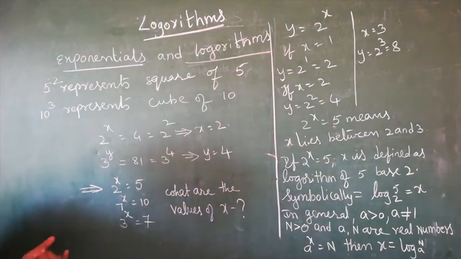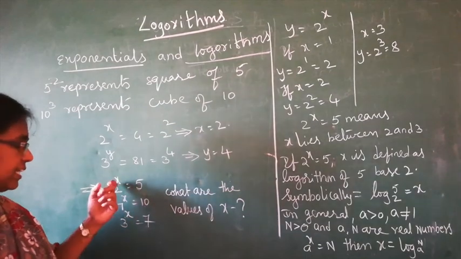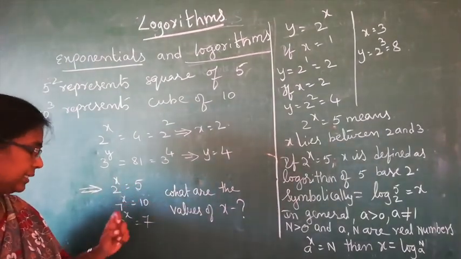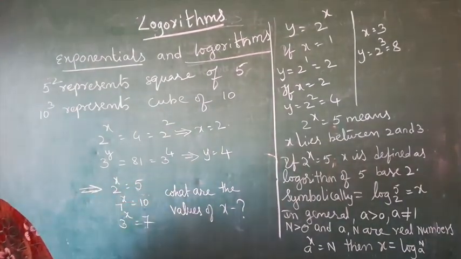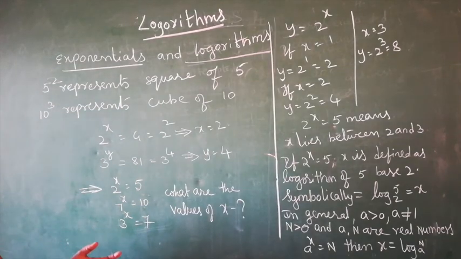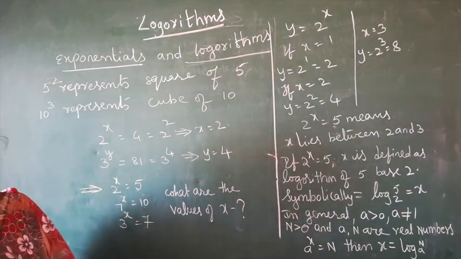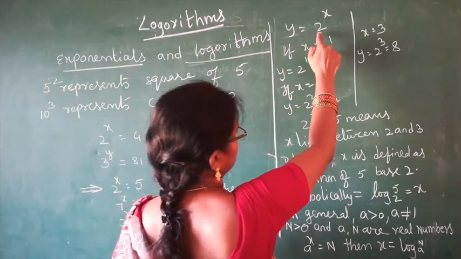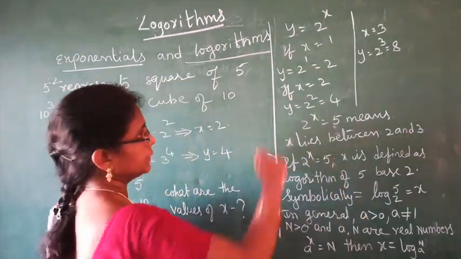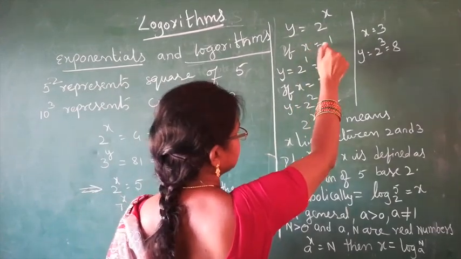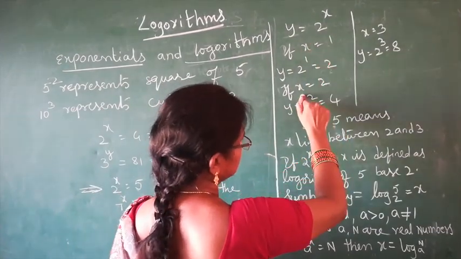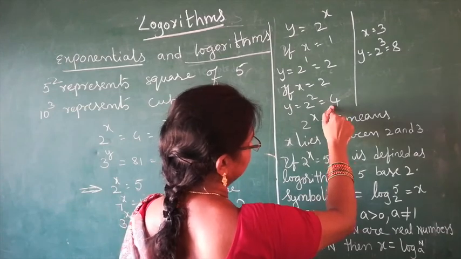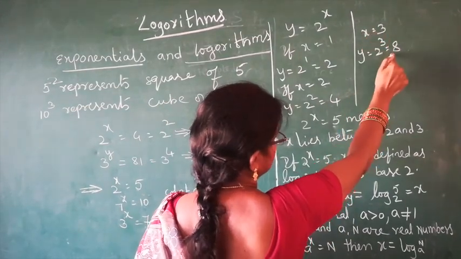To find these values of x for 5, 10 and 7, we need a new relation. That new relation is called logarithm. Suppose, now assume y is equal to 2 to the power of x. If you substitute x as 1, you will get 2. If you substitute 2, you will get 4. If you substitute 3, you will get 8.